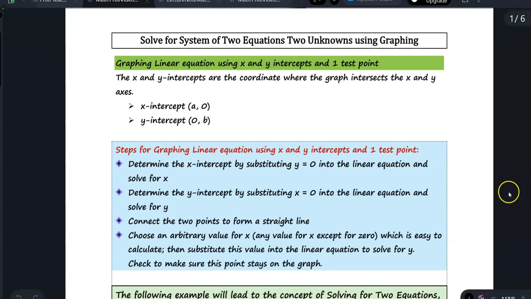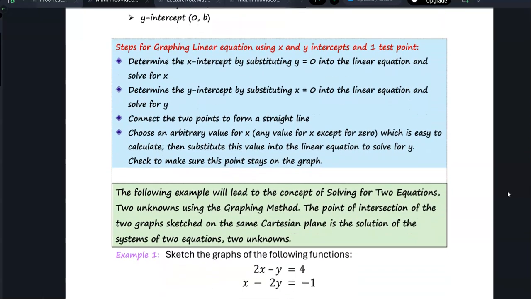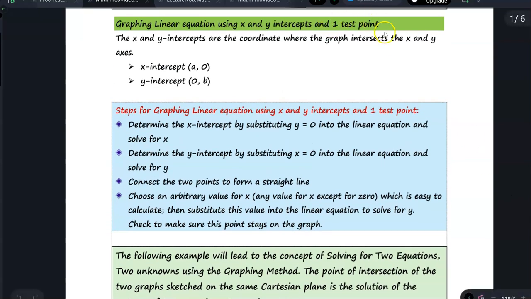However, any 2 points can form a straight line. Whether we have the correct straight line is determined in a step called choosing a test point. This test point is very important. You choose any value for x, except for 0, that is easy to calculate. Then substitute this value into the linear equation to solve for y. Check to make sure this point stays on the graph.